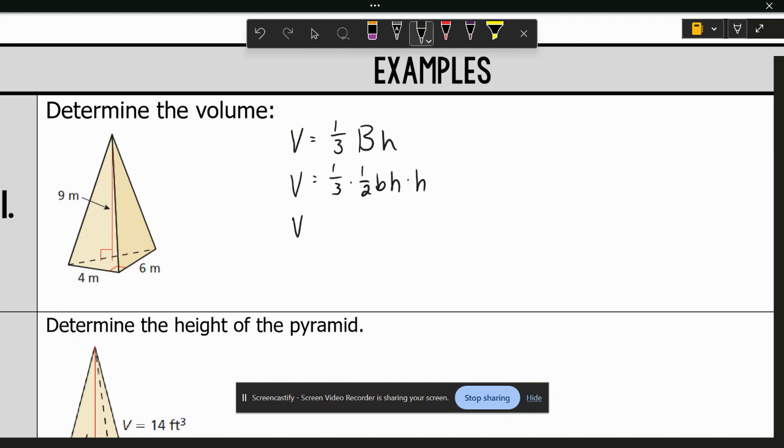Next up, let's plug in our numbers that we have. So volume is equal to 1/3 times 1/2. Our base times our height of our triangle. So 4 times 6, and then the height of the pyramid, so times 9. So now if I multiply these through, I'm going to have 1/6 times 4 times 6 times 9. Again, since we're using our calculator to plug things in here, we'll end up with 36. And then because it's in meters, it's meters cubed.